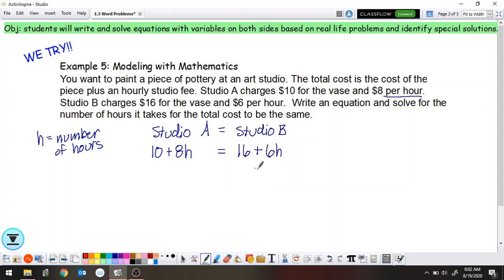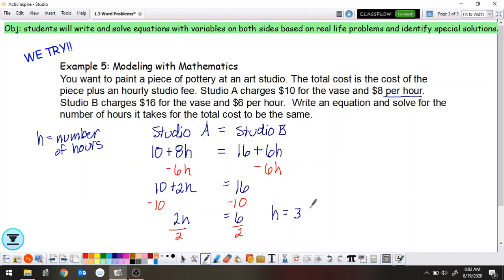Let's isolate our variable to one side. I'm going to subtract 6H, just because I like to keep the term that has the variable positive. So 10 plus 2H equals 16. And then isolate the variable term, subtract the 10. So we have 2H equals 6. Divide by 2. And we get H equals 3 hours.